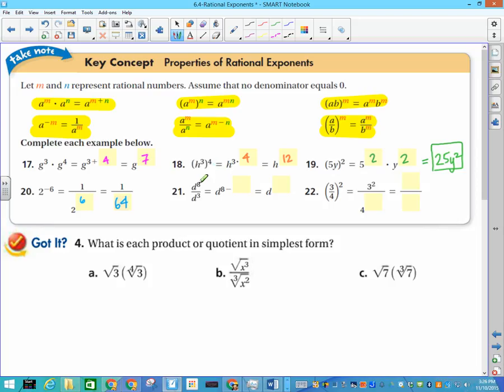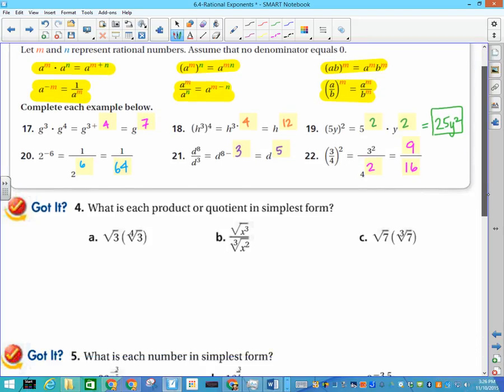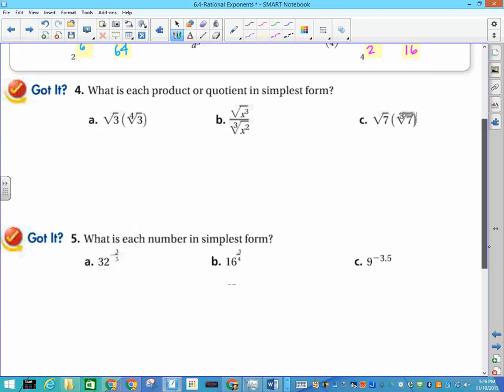Then we have d to the 8th over d to the 3rd. They subtract. 8 minus 3 is 5. But we've talked about this. When you look at something, where do you have more? I have more on the top. How many more? I have 5. You're still subtracting. And this last one, again, is a quotient raised to a power. Again, no plus or minus in there, so that exponent goes to everything inside, and that, of course, gives us 9 over 16. So, practice those again down here.